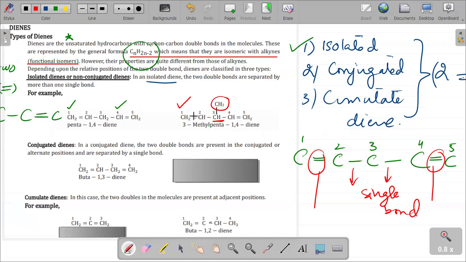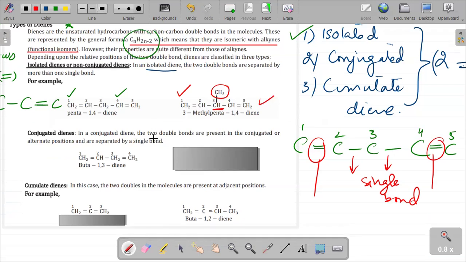And at position number 1 and position number 4, a double bond is present. So it becomes 3-methyl penta-1,4-diene, right? Now we are moving towards the next class of the diene, that is the conjugated diene.